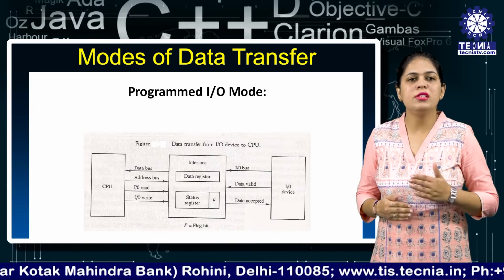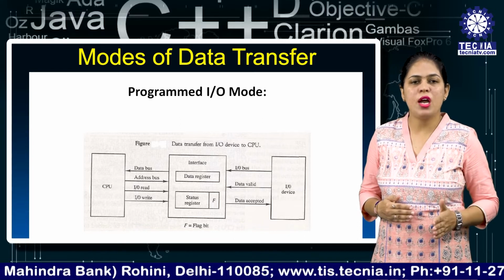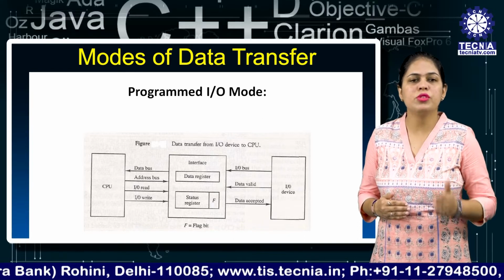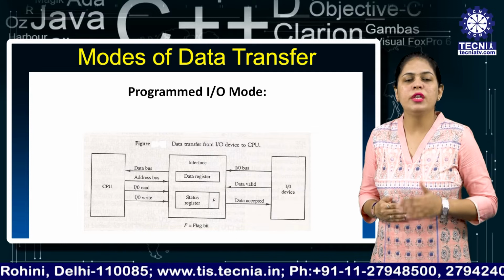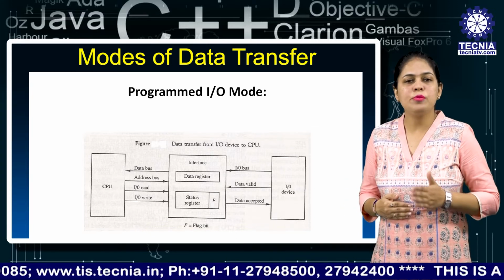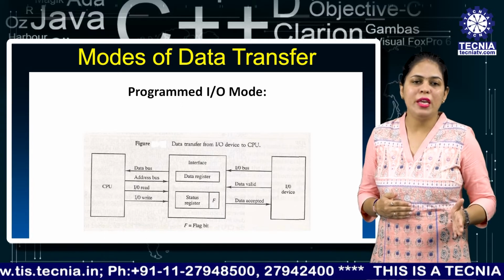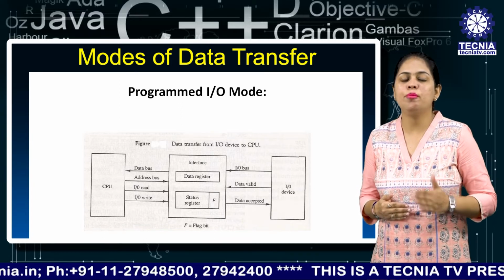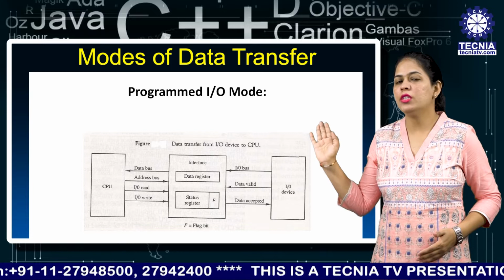Once the transfer is initiated, the CPU starts monitoring the interface to see when the next transfer can be made. The instructions of the program keep close tabs on everything that takes place in the interface unit and the input output devices, as shown in this diagram.